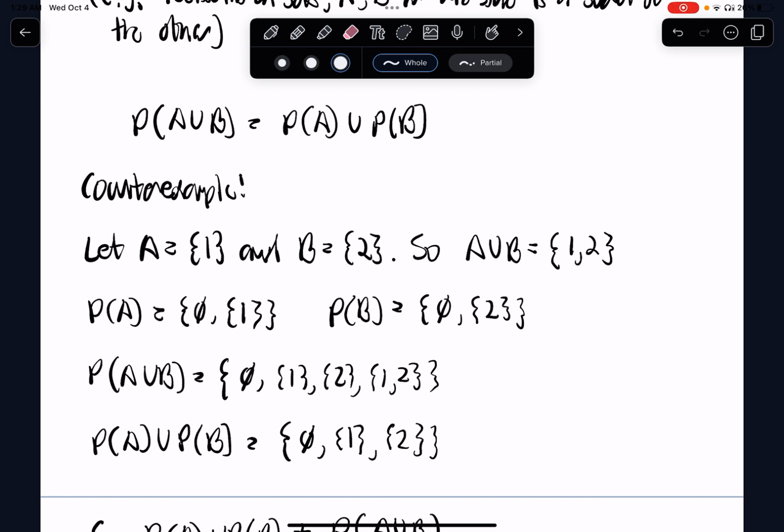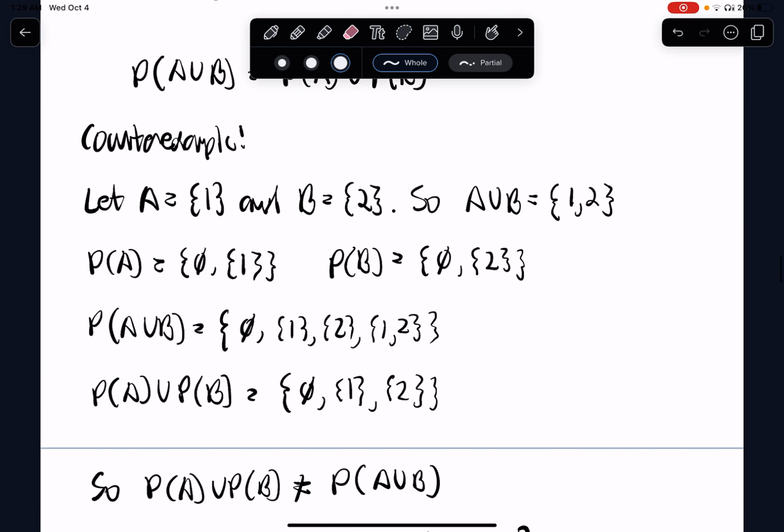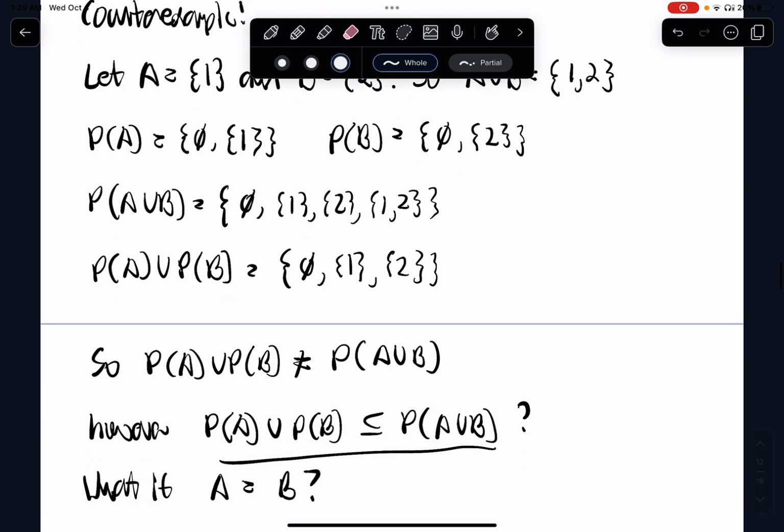And in this case, the power set of A union the power set of B did not contain the set {1, 2} that was contained in the power set of A union B. Therefore, they are not equal to each other.